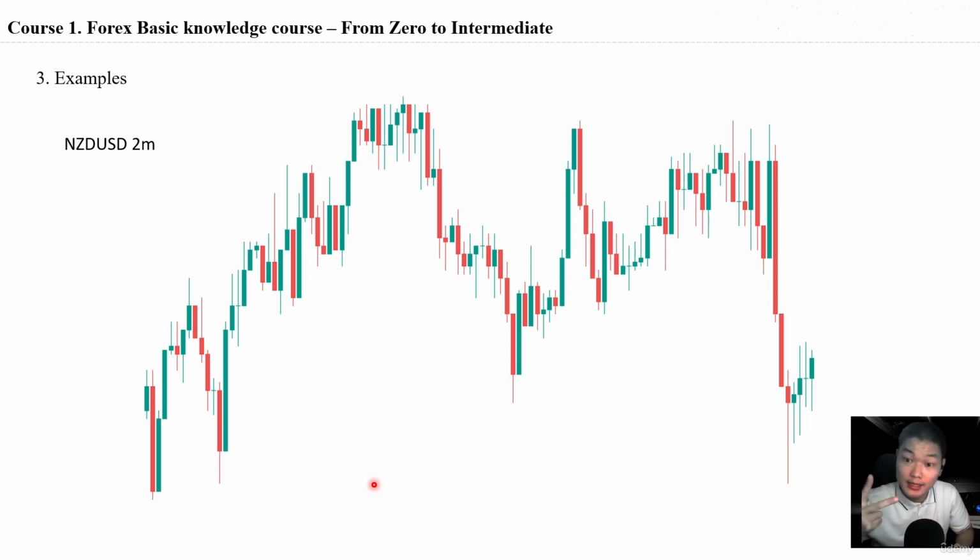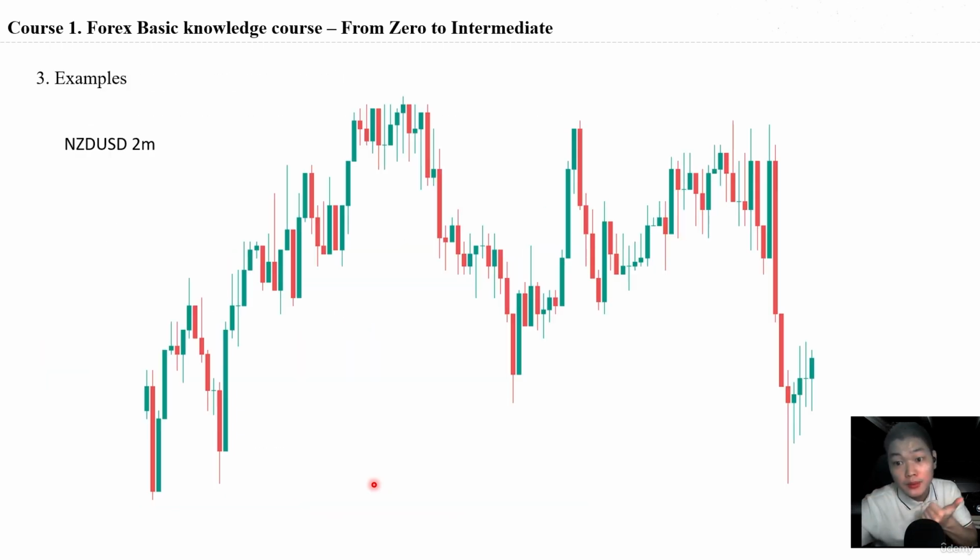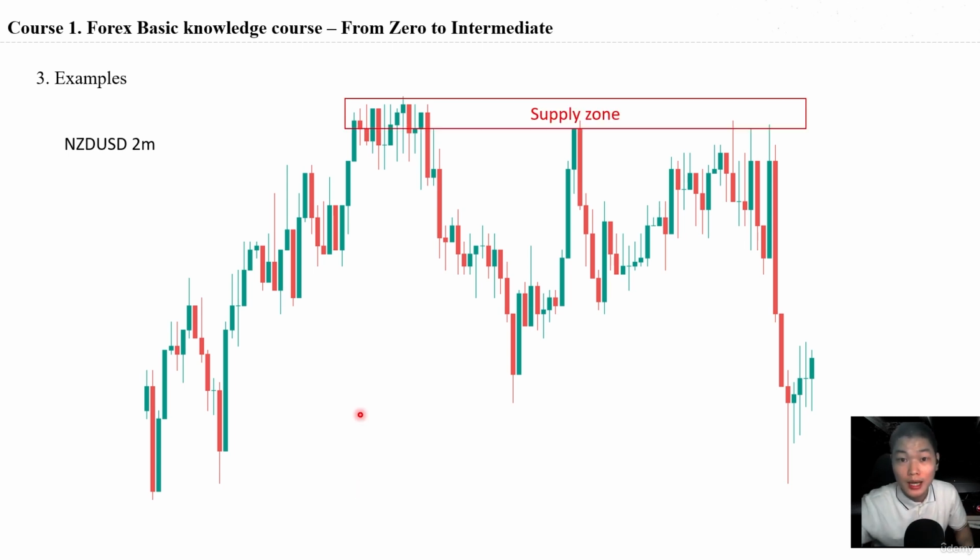As the next one, I will give you an example still on the New Zealand dollar, but at this time on a 2 minutes time frame. It means scalping trading; the last example was on the 4 hours. I will show you whether the supply and demand zones still work in a very small time frame like 2 minutes. Let's go from the left side to the right side.